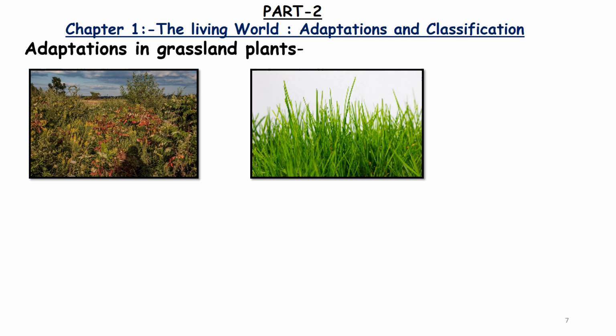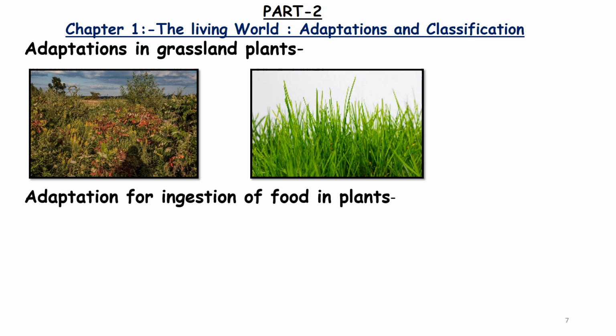Now you have to notice the adaptations in the parts of plants like potato, groundnut, then acacia or babul, carrot, then onion, etc. and other plants in your surrounding. Then only you can understand the meaning of adaptation. Okay?